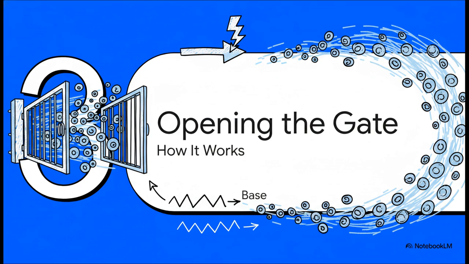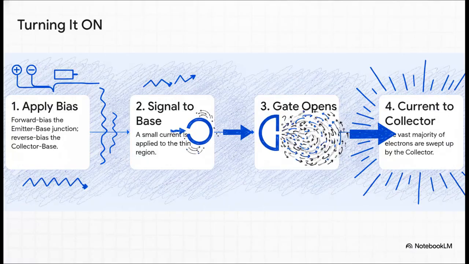Okay, so we've called the base the gatekeeper, but how does it actually work? How does this tiny little region open the floodgates for this massive rush of electrons? Let's walk through it step by step. So it all starts when we apply some voltage, what engineers call a bias. Think of it like this. We set up one voltage that kind of pushes electrons from the emitter towards the base. And at the same time, we set up another, much stronger voltage that's pulling electrons toward the collector.